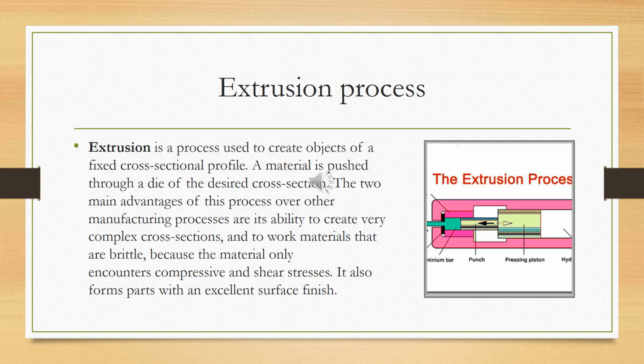Extrusion process. Extrusion is a process used to create objects of a fixed cross-sectional profile. A material is pushed through a die of the desired cross-section. The two main advantages of this process over other manufacturing processes are its ability to create very complex cross-sections and to work materials that are brittle.